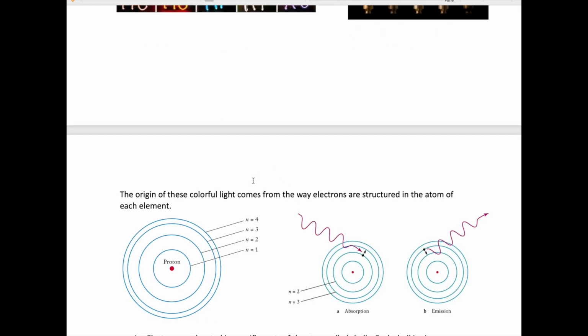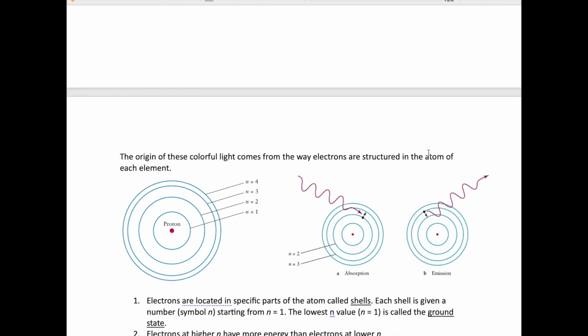Well, the way this works depends on how the electrons are arranged in the atom of these elements. So we have to go back to our picture of the atom that we looked at some time ago. Remember that the atom has a nucleus in the center, and the nucleus contains protons and neutrons. In this case, the neutrons are not relevant to our discussion, so we're just showing protons right here. And then remember that the electrons, which are the negatively charged particles, are moving around in the atomic space.